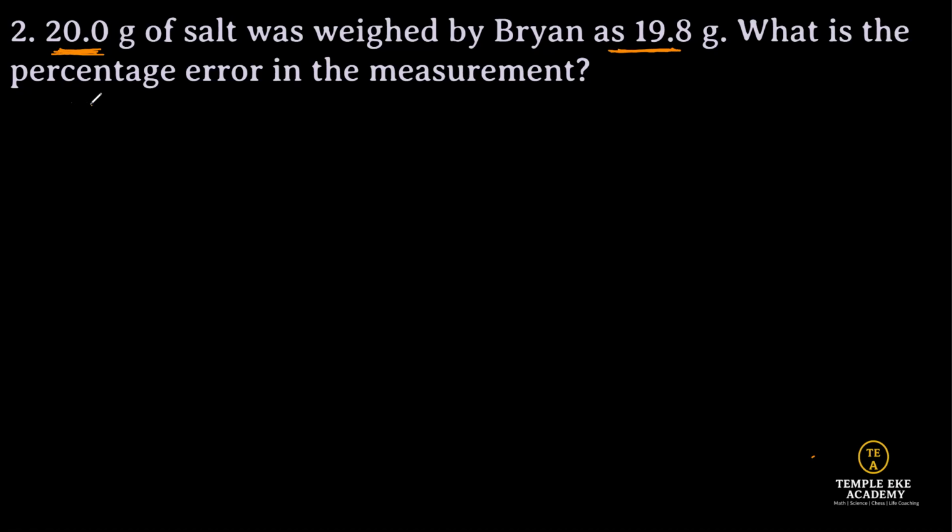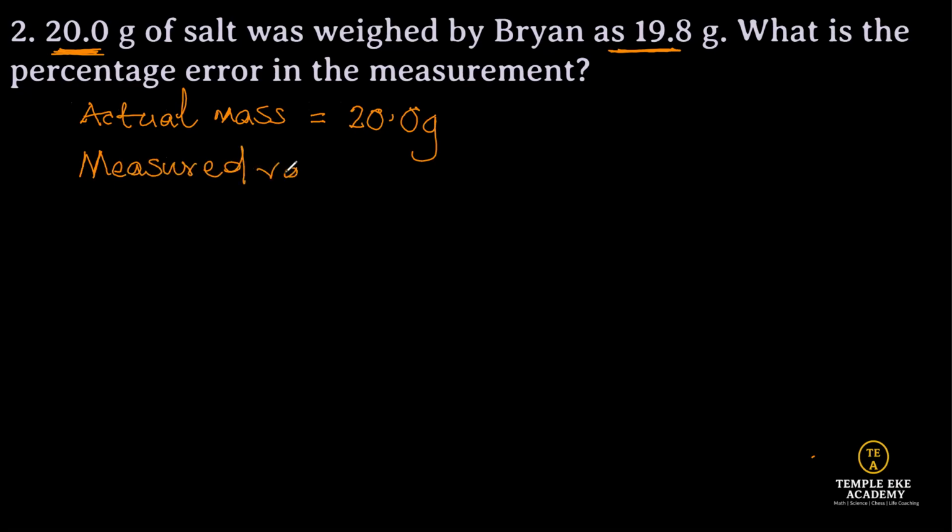Actual mass of salt. Actual mass of salt is 20.0 grams. Now we have the measured value. The measured value of the salt as 19.8 grams. 19.8 grams. All right. And now we can take the actual error.